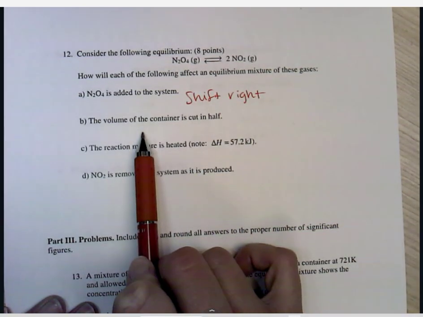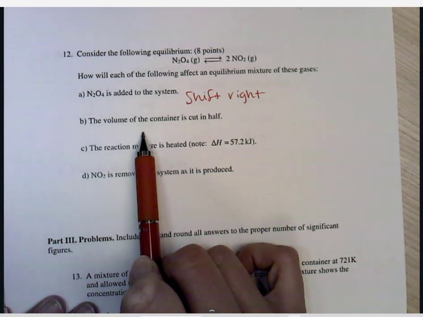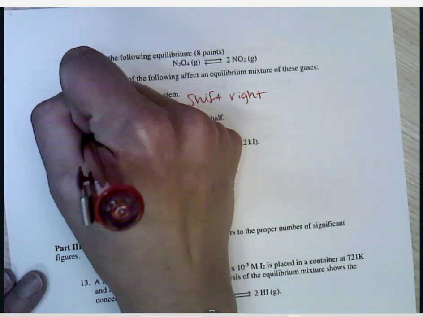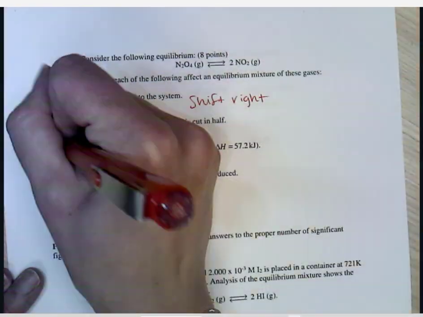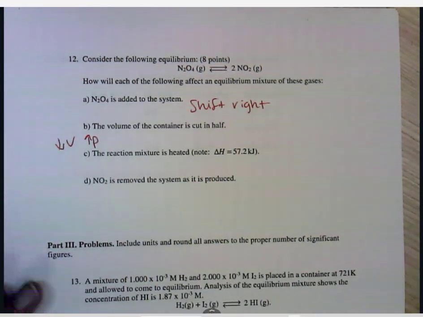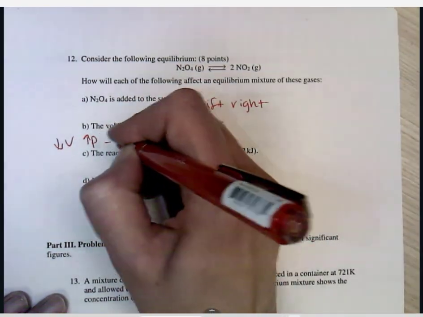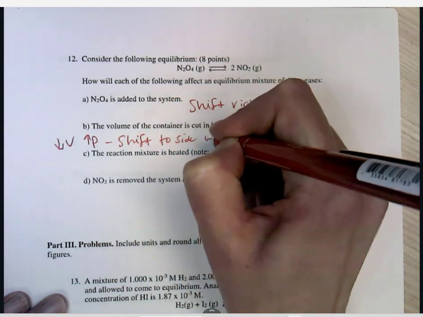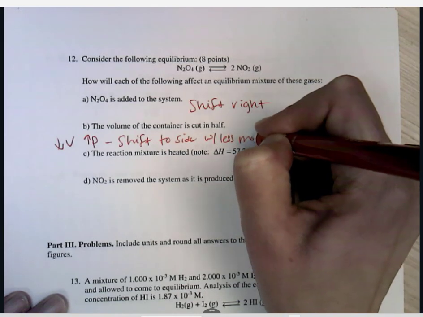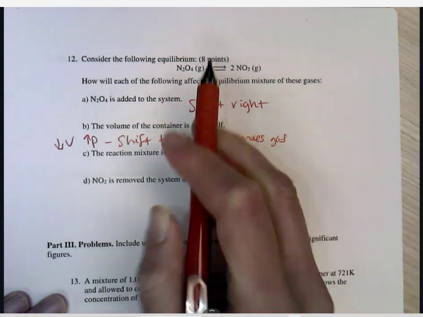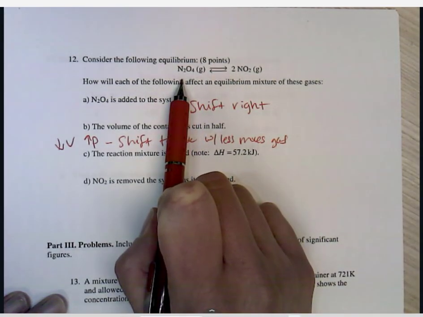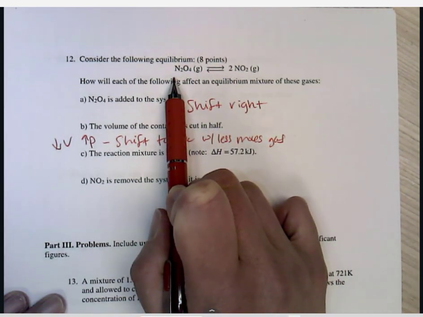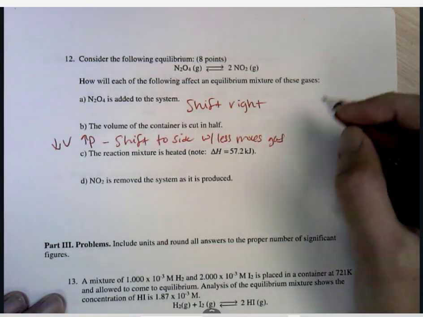If the volume of the container is cut in half, so this is giving it less space. Remember, this could also be increase the pressure. That would be the same effect. So decrease the volume and increase the pressure would both do this. If I'm giving it less space, it would shift to the side with fewer moles of gas. So when I look at this, I have 1 mole of gas on the left, 2 moles of gas on the right. So it's going to shift to the fewer moles of gas, shift left.